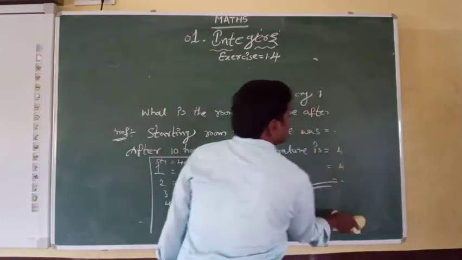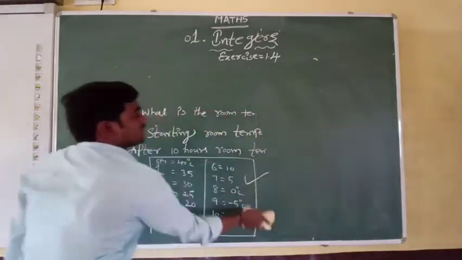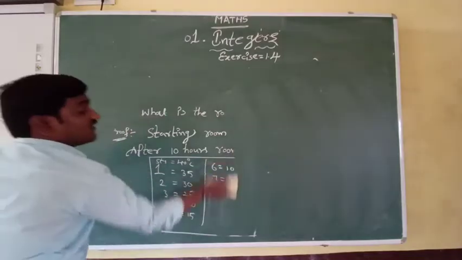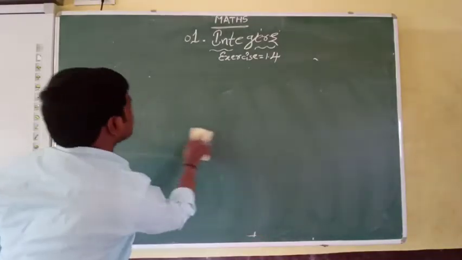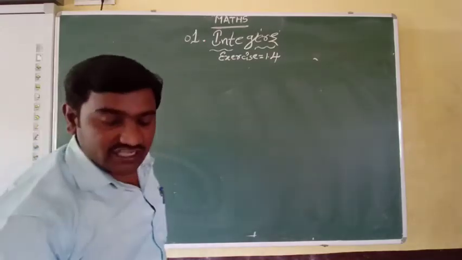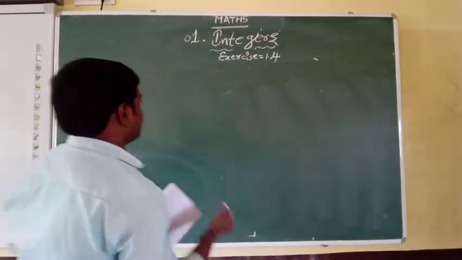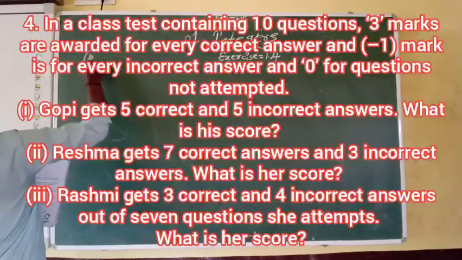Here first the starting room temperature is 40 degrees centigrade. From that, a total of 50 degrees centigrade is decreased in the 10 hours time. So 40 minus 50 degrees centigrade will give us minus 10 degrees centigrade. That is the present room temperature. So here, the fourth question.